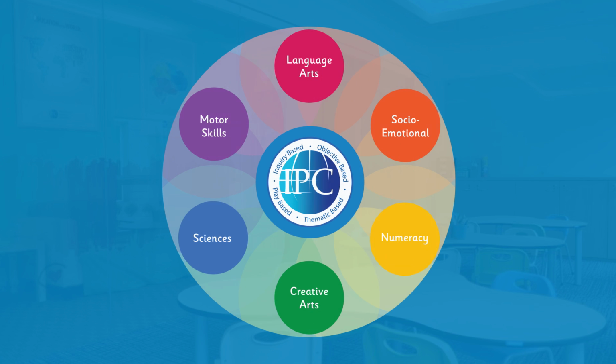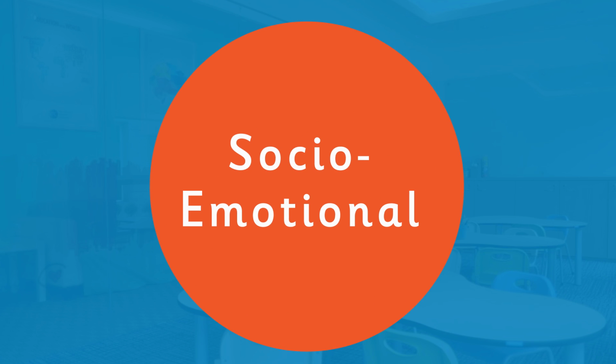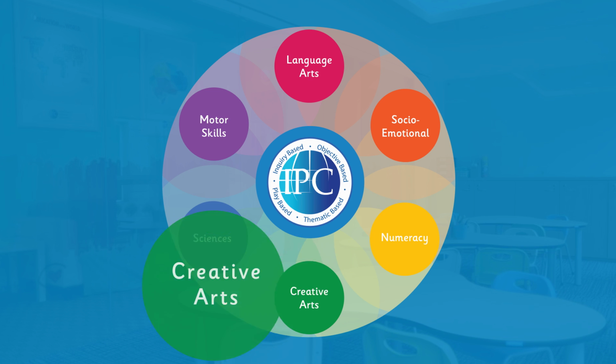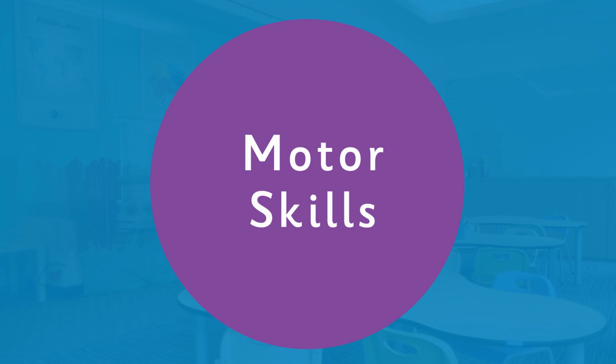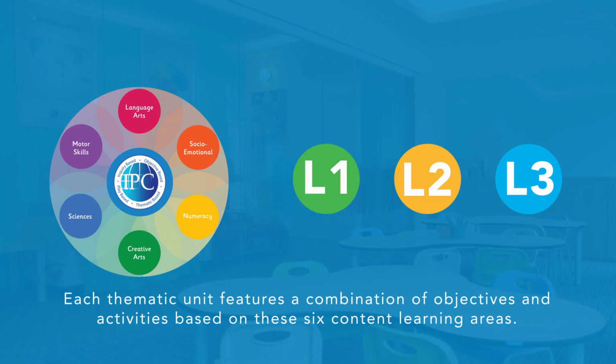The IPC recognizes 6 content learning areas, which are language arts, social and emotional skills, numeracy and math, creative and visual arts, the sciences and technology, and fine and gross motor skills. In each of the L1 to L3 thematic units, you will find a combination of objectives and activities based on these 6 content learning areas.